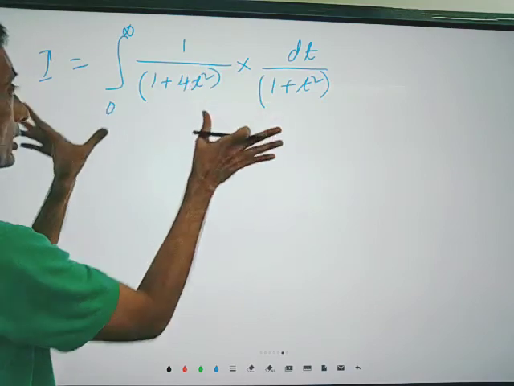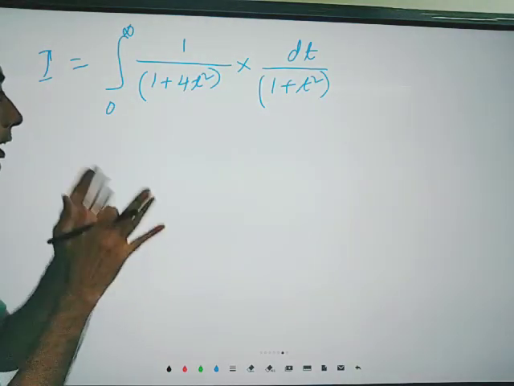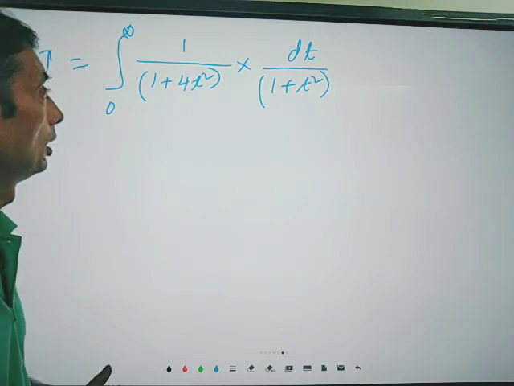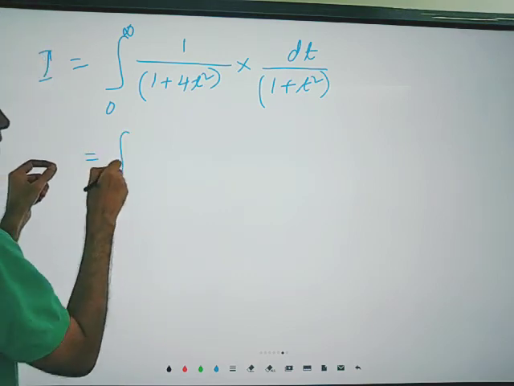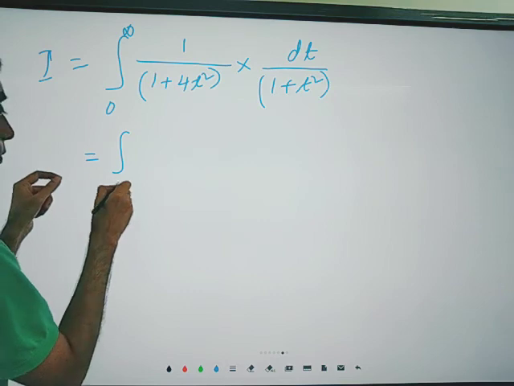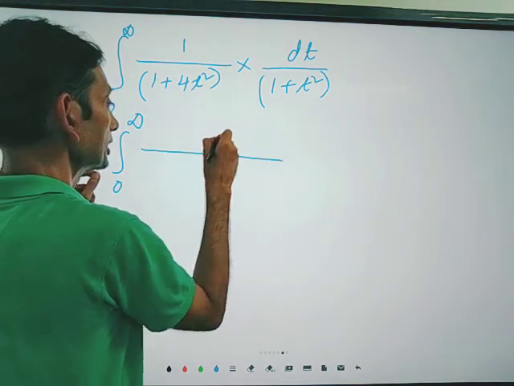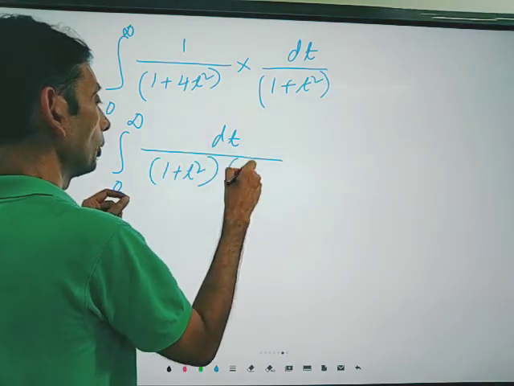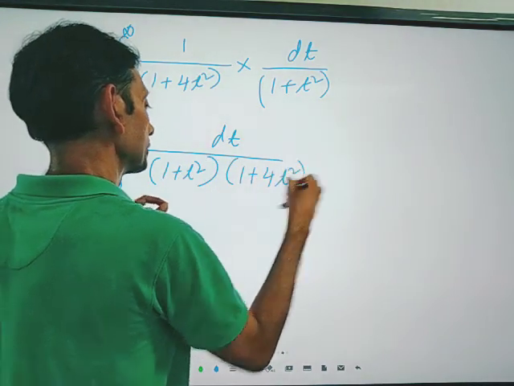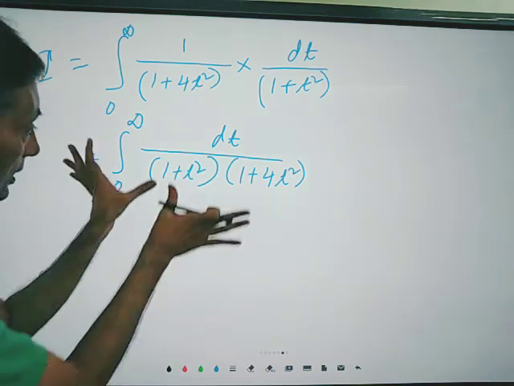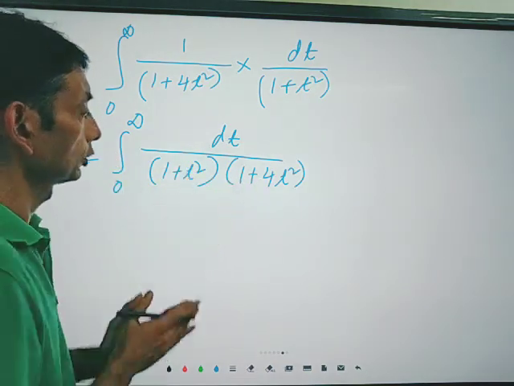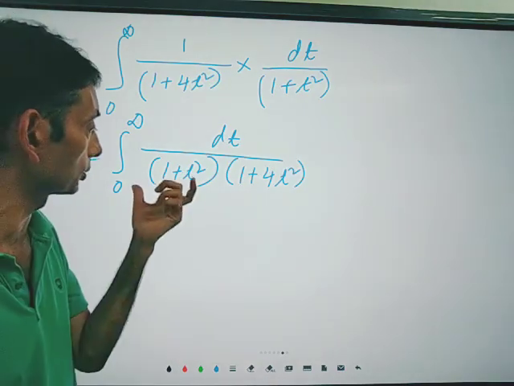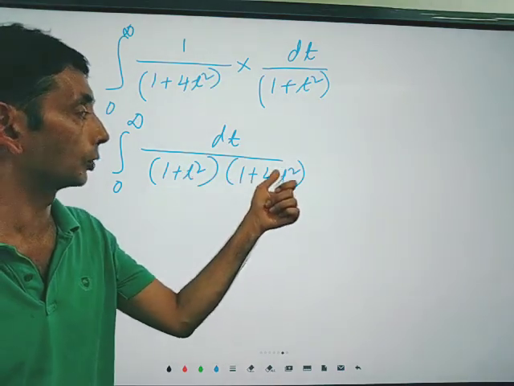The question is becoming converted to this form. If we write it in a simplified way, this is the integral from 0 to infinity of dt over 1 plus t squared and 1 plus 4t squared. In this integral, the denominator is a product of two terms, 1 plus t squared and 1 plus 4t squared.